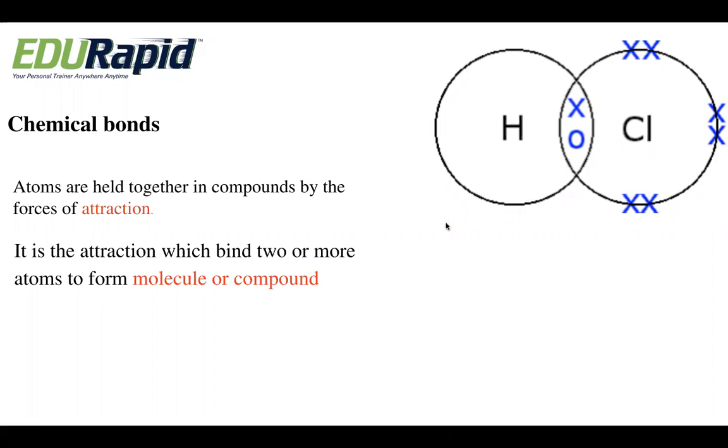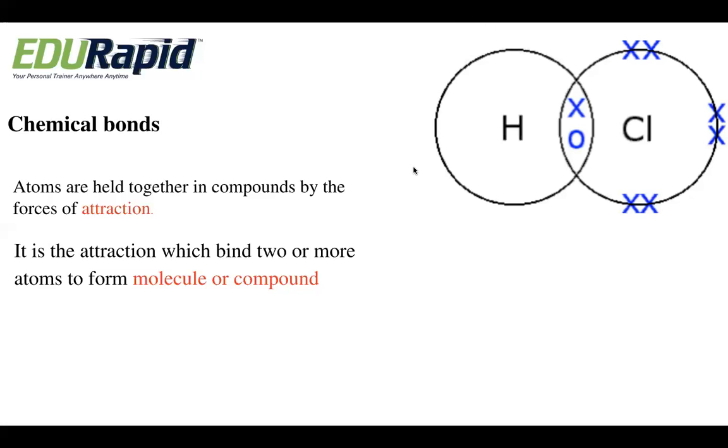We can also define a chemical bond in another way, that is, it is the attraction which binds 2 or more atoms to form a molecule or a compound. In nature there may be a molecule or there may be a compound. When 2 similar atoms combine with each other, it results in the formation of a molecule. When 2 different atoms combine together, it results in the formation of a compound. So to form either a molecule or a compound, the atoms will undergo bonding in the form of chemical bonds.